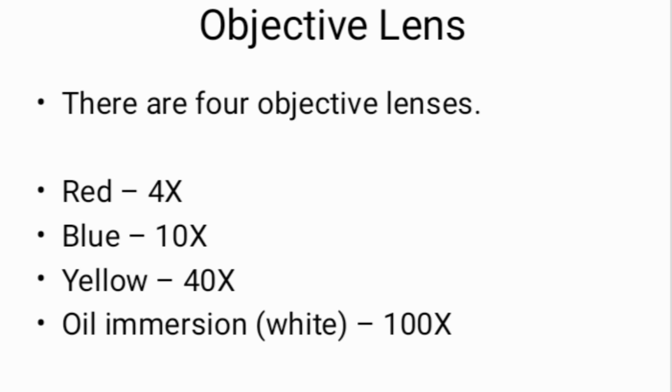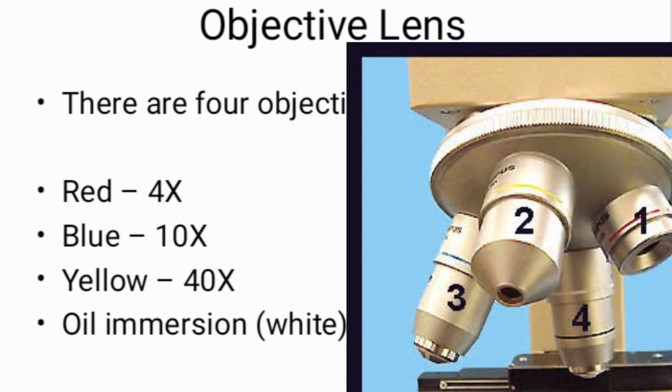The second one is the low power objective lens. It usually transmits blue light and its magnification is 10 times. Most cells and microorganisms can be morphologically observed at low power objective lens, although the internal structures might not be very clear.